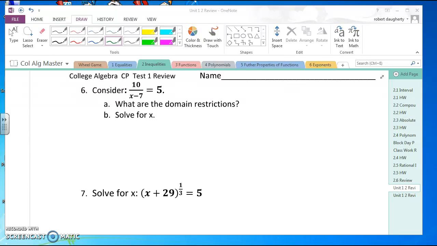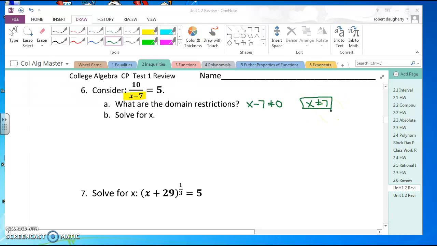Okay, continuing on page 2 of the review. Problem number 6, this is a rational equation. Domain restriction, it's a fraction. My domain restriction is the denominator cannot be 0. X minus 7 cannot be 0, therefore x cannot be 7. Okay, that is my exclusion.